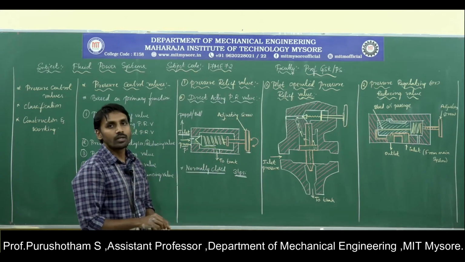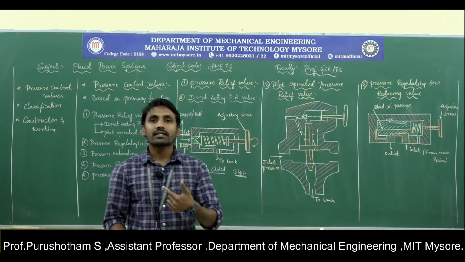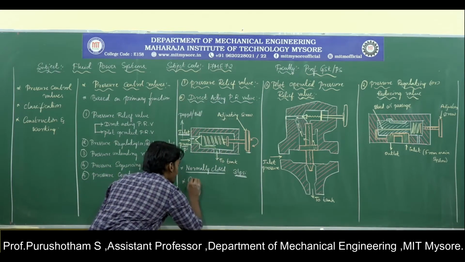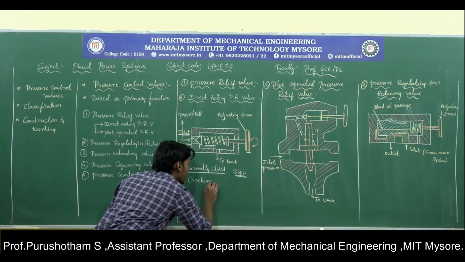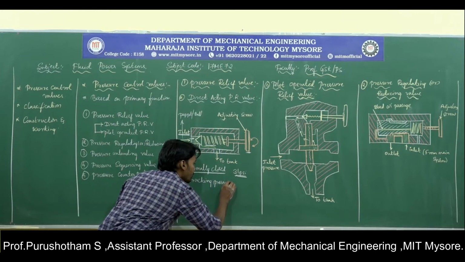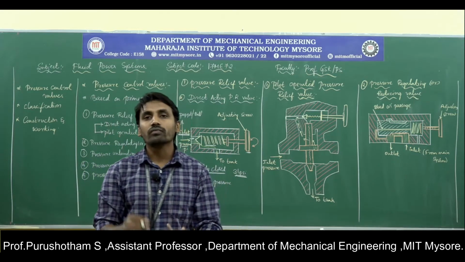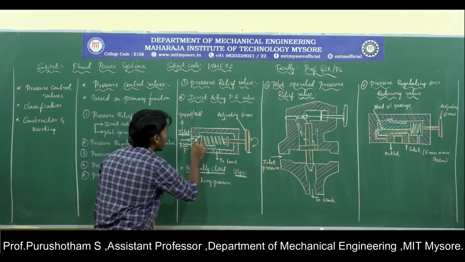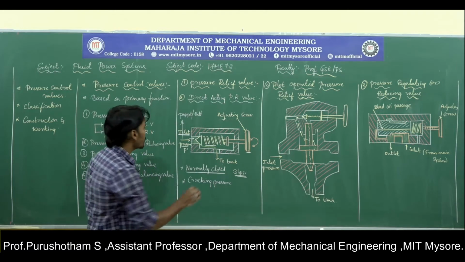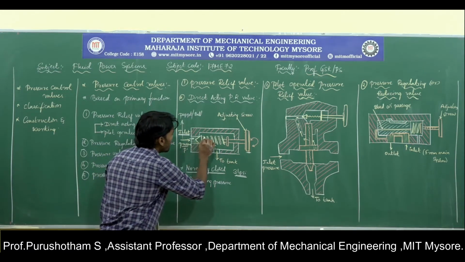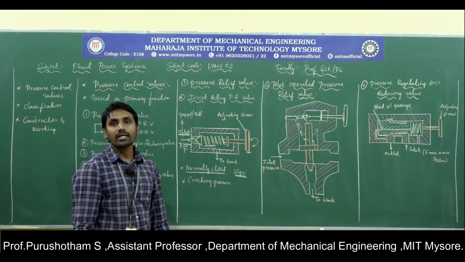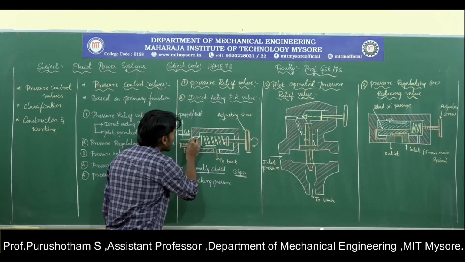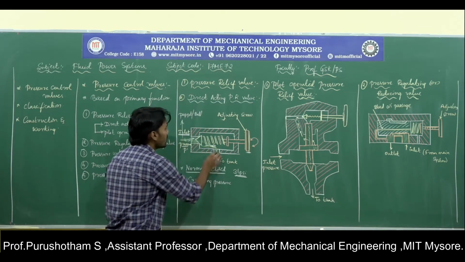The pressure at which the valve begins to open is called the cracking pressure. Once the poppet starts to open due to the flow of the fluid, the poppet opens fully. So the fluid from the inlet port is discharged to the tank through the outlet port.